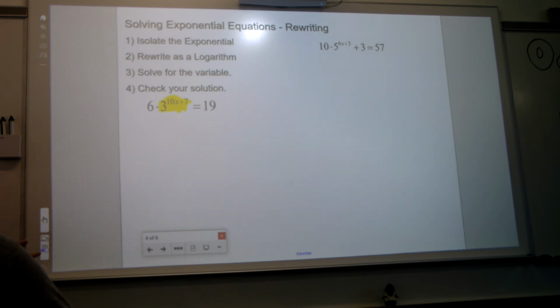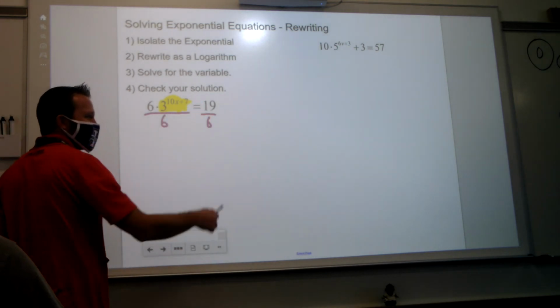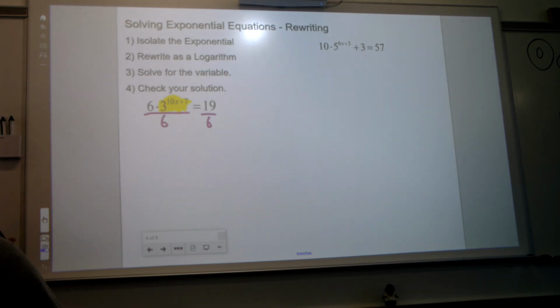What's the opposite of timesing? Dividing, right? So adding and subtracting are opposites, multiplying and dividing are opposites. So I'm going to divide by 6. Now this is where people are like, wait a minute, why are you dividing by 6? 19 and 6, they don't divide evenly? Well, then we're going to leave it as a fraction, okay?